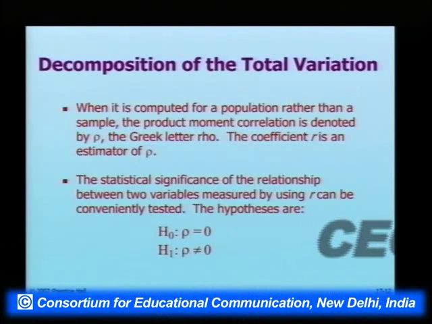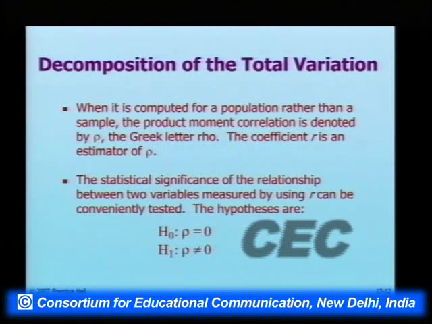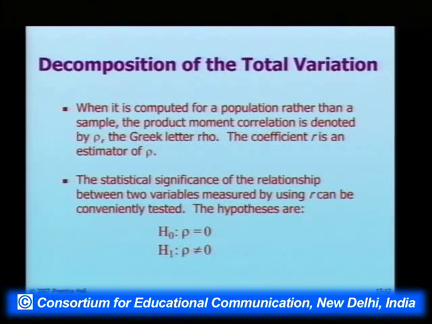R is usually for the sample. If we are calculating the correlation coefficient for the population, it is denoted by rho, which is a Greek letter, and this coefficient R is an estimator of rho. This means if we want to know the correlation coefficient of the population but have calculated a sample, the sample correlation will be an indicator or estimator of the population correlation coefficient rho. And we also can test the hypothesis.